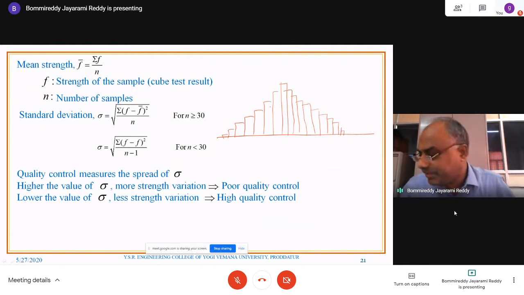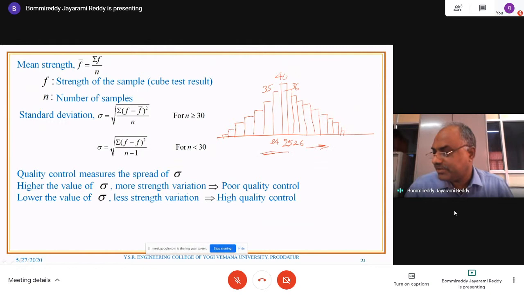That means, for example, this is compressive strength of 25 Newton per mm square. So it may be 40 numbers. And another one is 24. It may be lesser, so 35. Like that it will be, and similarly 26 Newton per mm square. It may be 36. Like that, on the x-axis it is compressive strength, and on the y-axis number of samples or frequency. You can call it frequency. So that means 25 Newton per mm square, 40 numbers.